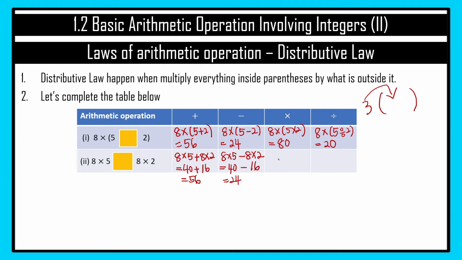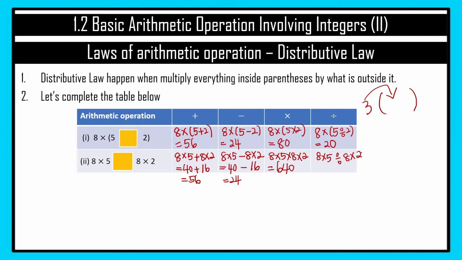Okay, last one. The second last will be 8 multiply 5 multiply 8 multiply 2. This one, because all multiply, we do it from the front to the back. You can use the help of your calculator straight away. So 8 multiply 5 multiply 8 multiply 2, so it's 640.